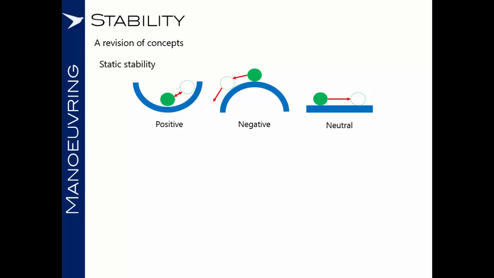The third diagram shows a flat surface with a ball that's simply translated from point A to point B, and in this case there will be no tendency to either diverge or to return to the original position. Then in this case we say that the ball has neutral static stability.